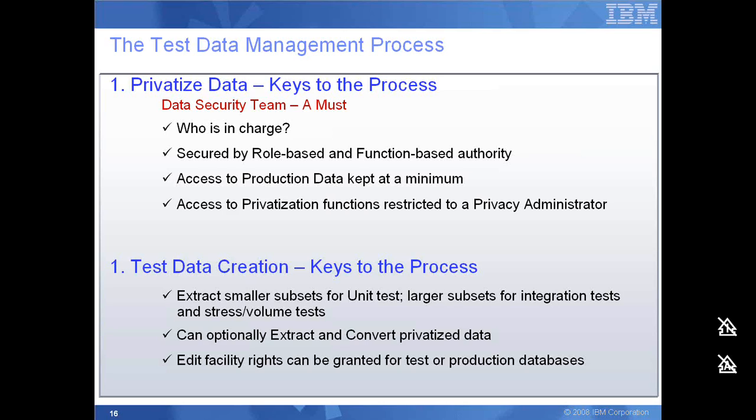And the test data creation process is governed by a variety of requirements, like you should be able to define the extract subset. Larger subsets are required for integration test or volume or stress test, whereas if you are testing only a specific portion of the application for unit testing purposes, you can extract smaller subsets. In many cases, as part of the TDM process, it might not be required to privatize everything. Privacy is required only if you are extracting data which has personal identification information or sensitive data. So we have an option of optionally privatizing data and extracting that specific portion. An edit facility can also be granted for testing of production databases.